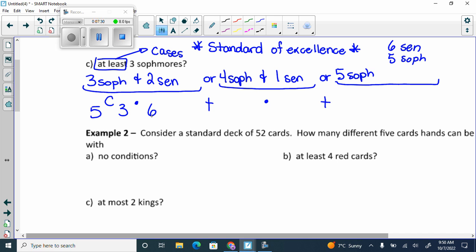6 seniors, choose 2. Now I have a full new case, so I get all the seniors and all of the sophomores back. So now I do 5 sophomores, choose 4, and then 6 seniors, choose 1. And then my last one is 5 sophomores. So how many sophomores are there? 5.